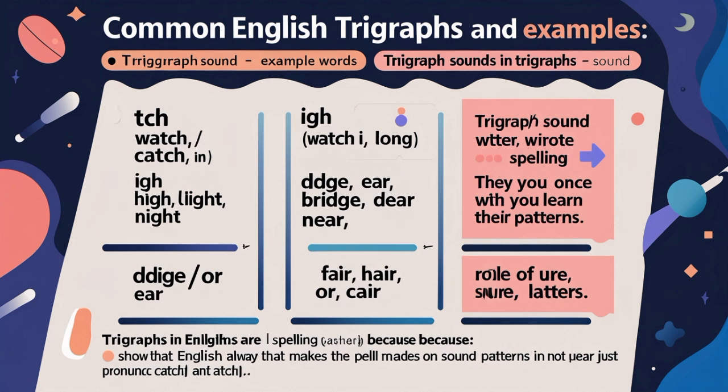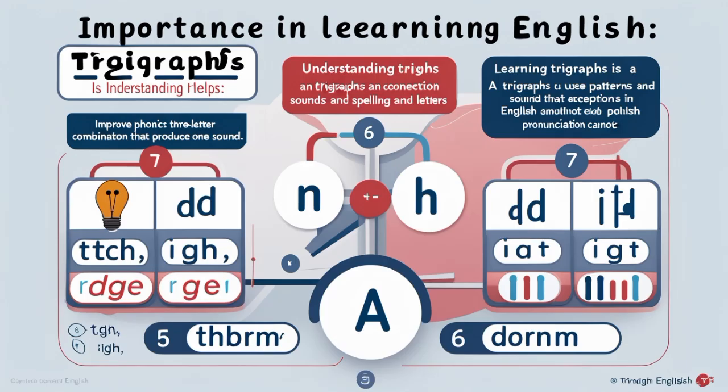12. Review the most important trigraphs. Let's quickly recap what we've learned about the main trigraphs. Trigraph, sound, example words: TCH: stack, catch, watch, match. DGE: bridge, edge, badge. IGH: light, night, higher. EAR: hear, dear, beard. AIR: chair, fair, hair. URE: sure, pure, cure. Each trigraph helps form a specific sound pattern that can appear in many English words.